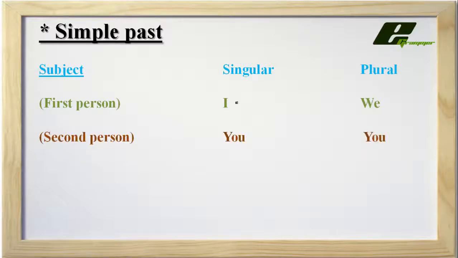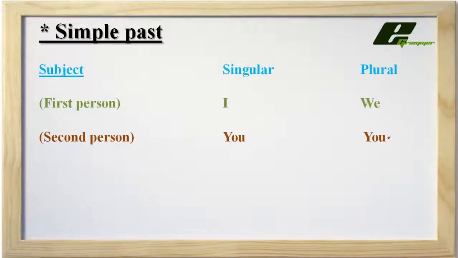Then comes second person. Now what is second person? The person to whom we are speaking is known as the second person. In singular it is you, and in plural it is also you. Now we get confused here. This you stands for one person and this you stands for more than one person. There is no difference, so you can use you for singular and also for plural.